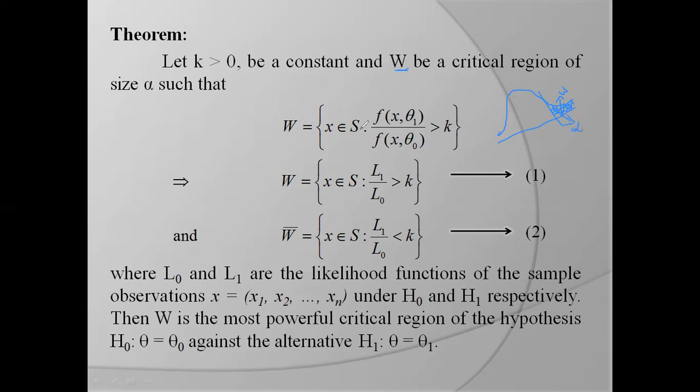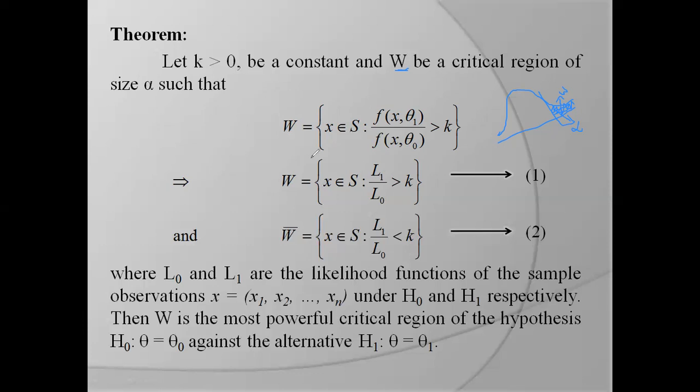Now we define this region as W equal to the set of all x belonging to S such that f of x comma theta 1 divided by f of x comma theta 0 is greater than k. That means the critical region is the set of all x values in S such that the likelihood function under H1 divided by the likelihood function under H0 is greater than the constant k.